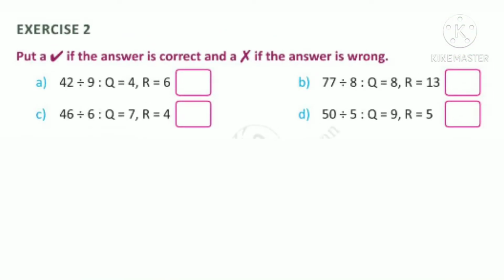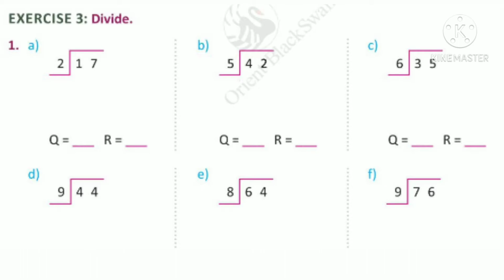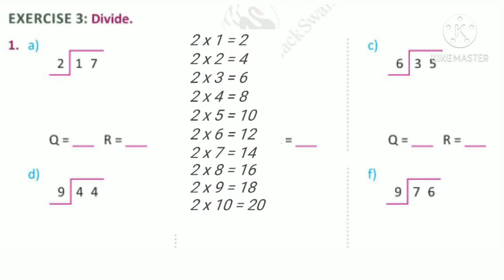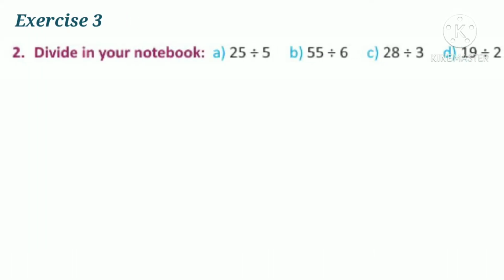Yes, now let's check whether the question is right or wrong. Writing the division algorithm, quotient into divisor plus remainder gives dividend. So 4 nines are 36, 36 plus 6 is 42. So the first one is a correct solution. Now let's see the next. Exercise, divide. 2 eights is 16, the nearest number, and the remainder is 1. Quotient is 8, remainder is 1. Solve the remaining questions similarly.